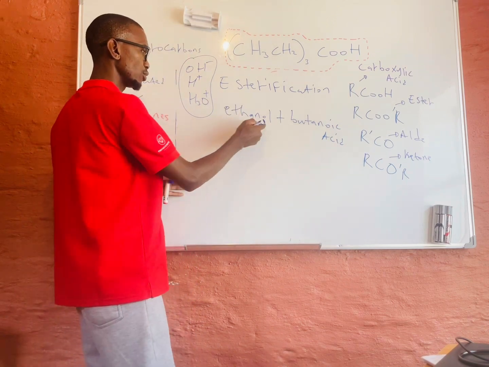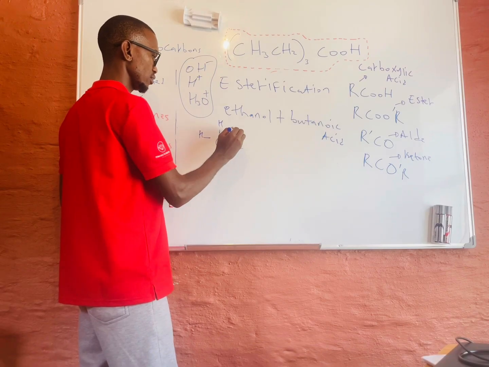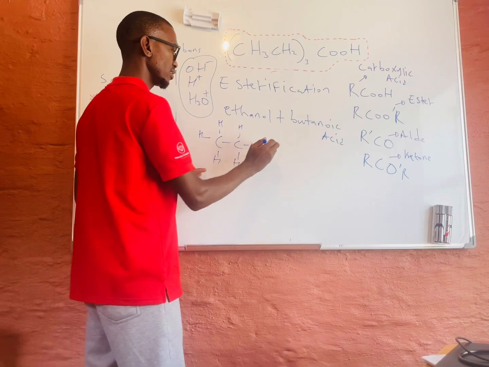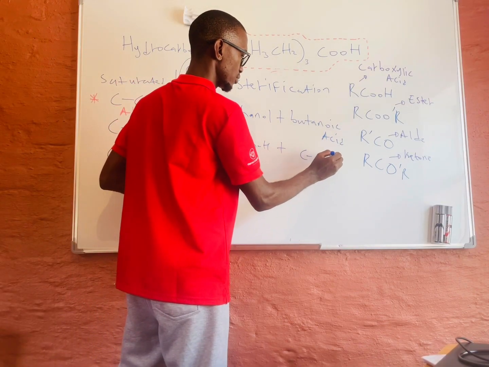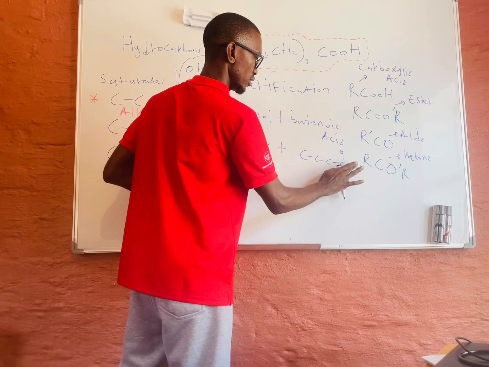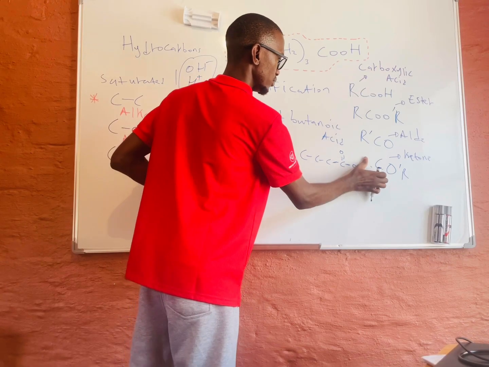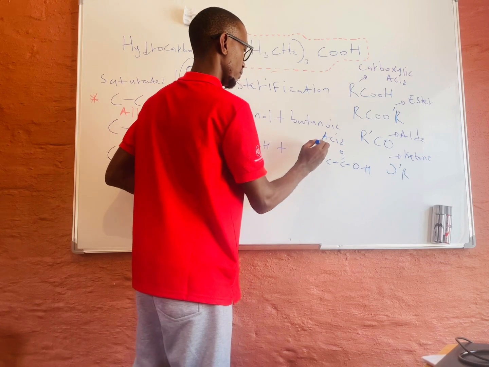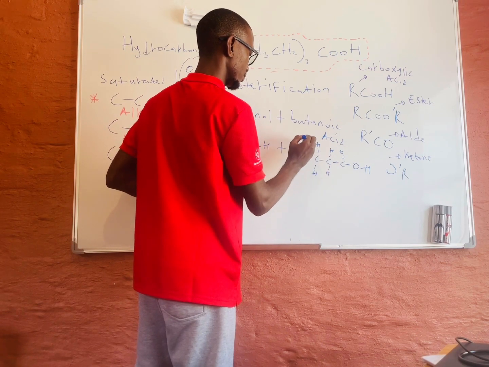Now I'm going to show you: ethanol is basically 1, 2, and then you go with your OH. Then it reacts with your butanoic acid, 1, 2, 3, 4. There you go. Let me draw it nicely.